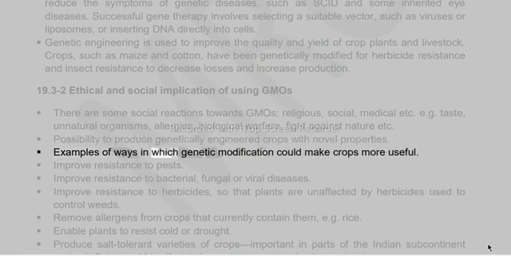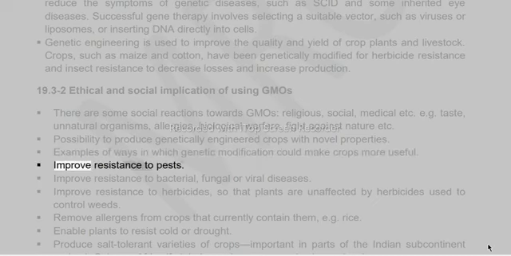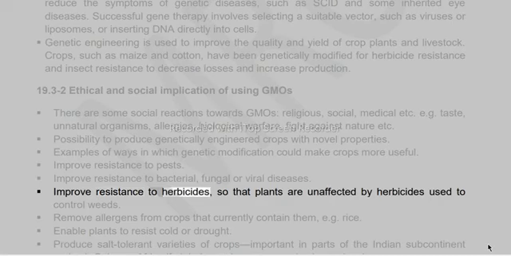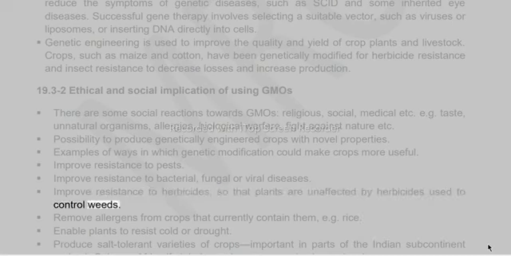Examples of ways in which genetic modification could make crops more useful. Improve resistance to pests. Improve resistance to bacterial, fungal or viral diseases. Improve resistance to herbicides, so that plants are unaffected by herbicides used to control weeds. Remove allergens from crops that currently contain them, e.g. rice. Enable plants to resist cold or drought.